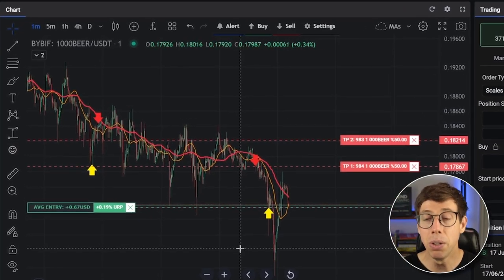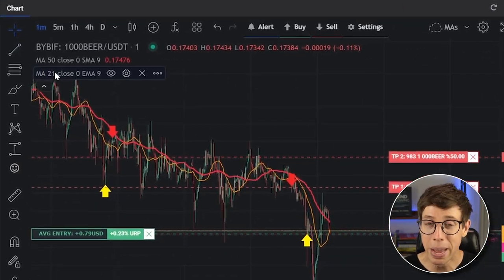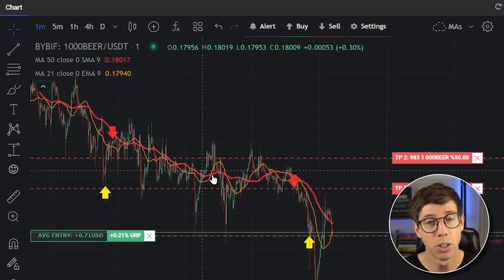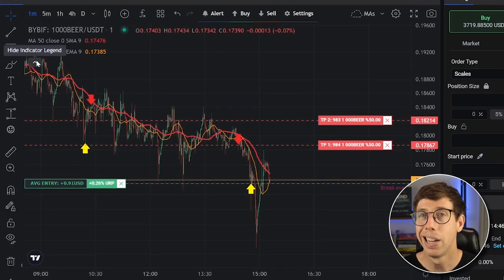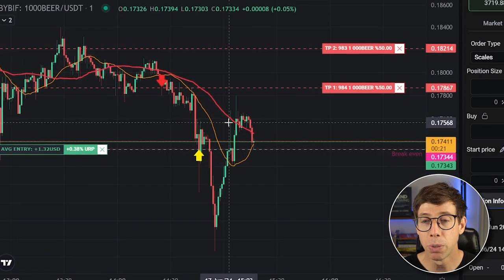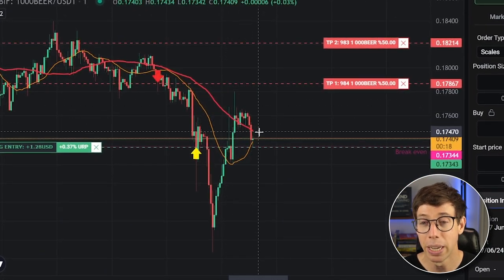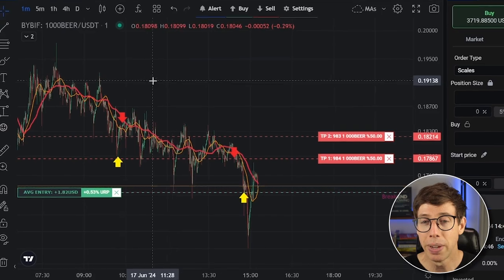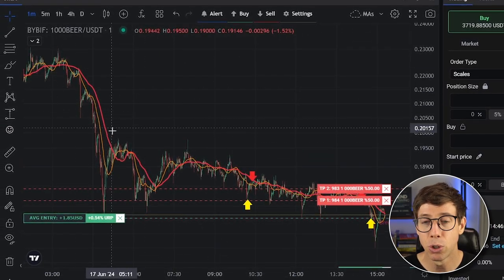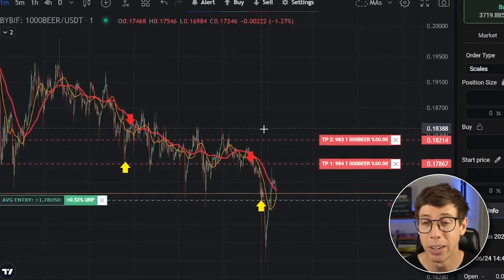First off, I'm going to be using the 21MA and the 50MA over here, just simple moving averages, nothing really fancy, but you'd be amazed at how well the price will respect these levels as support and resistance levels. The other thing that's great about these is that we can use them to gauge the strength of the trend, similar to the trending breakout indicator that I love.